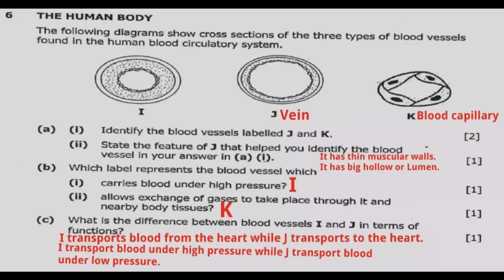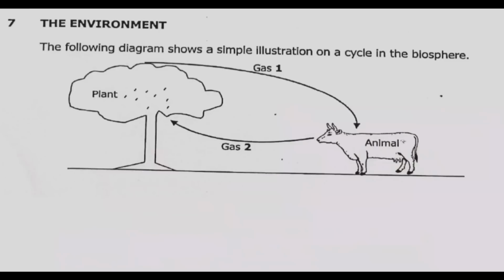Okay. Question number 7 was coming from the topic of the environment. The following diagram shows a simple illustration on a cycle in the biosphere. Okay, so we have got plant, we have got gas 1, we have got animal, we have got gas 2. So we go to the actual questions. So questions are as follows.